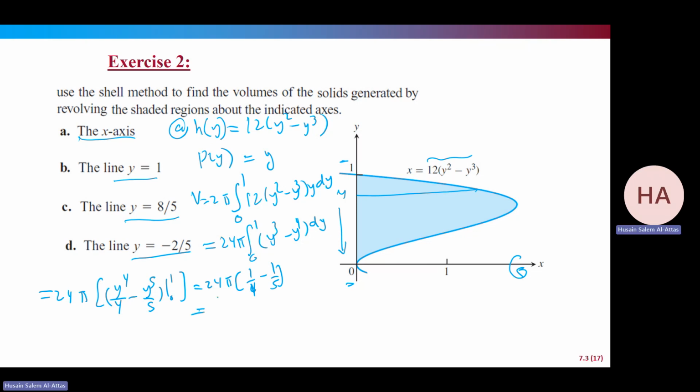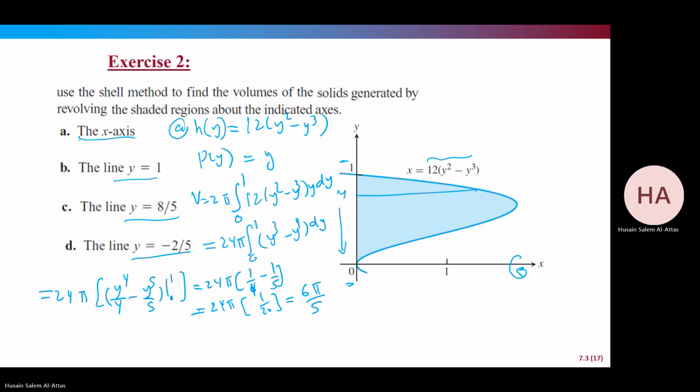That gives me 24 pi times 1 over 20. Over 4. That will be 6 pi over 5. That would be my answer.